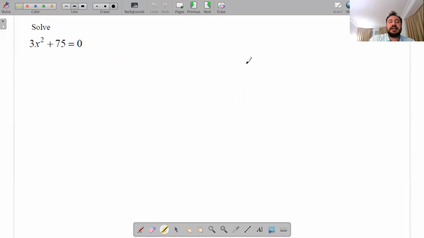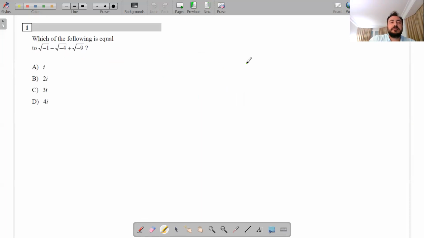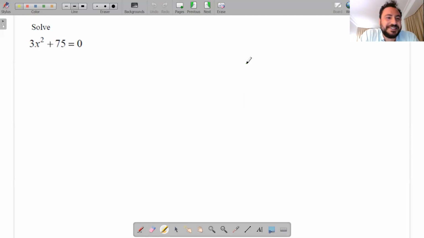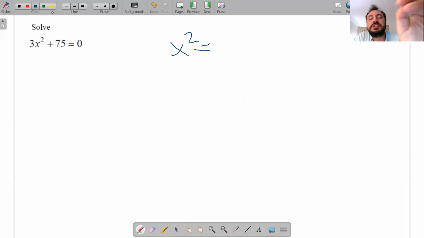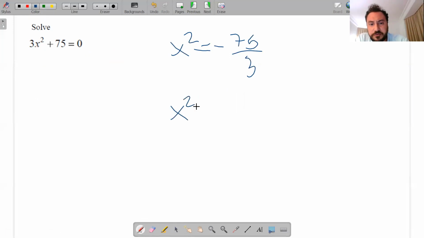What if, and this is one to last, what if we run into something like this? We need to solve this equation. We isolate the x, so we'll have x to the power of 2 equal to 75 moving to the other side, negative 75 over 3. 75 divided by 3 is 25, so we have x to the power of 2 equal to negative 25.